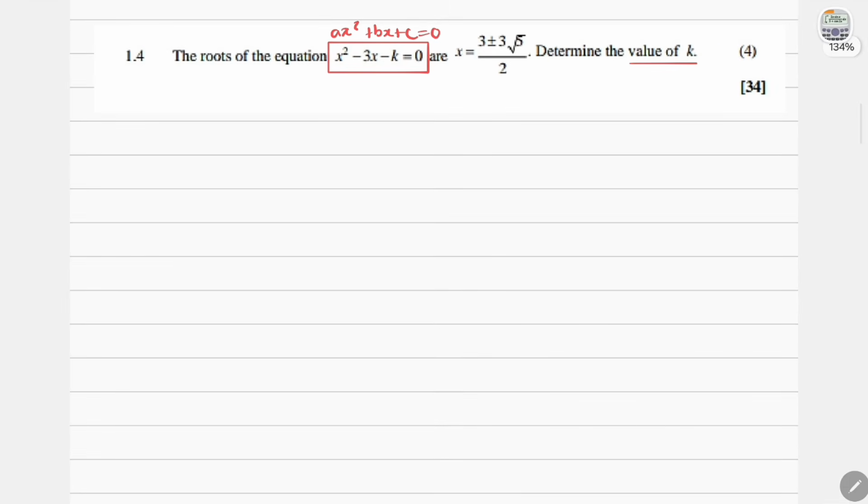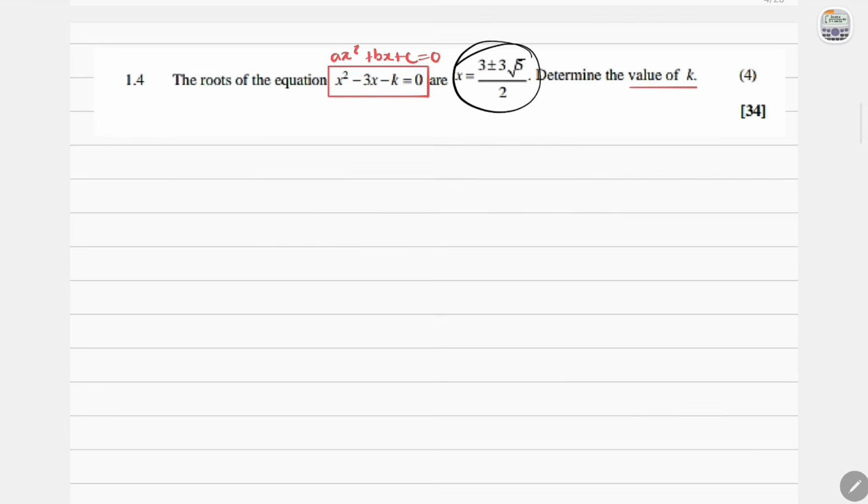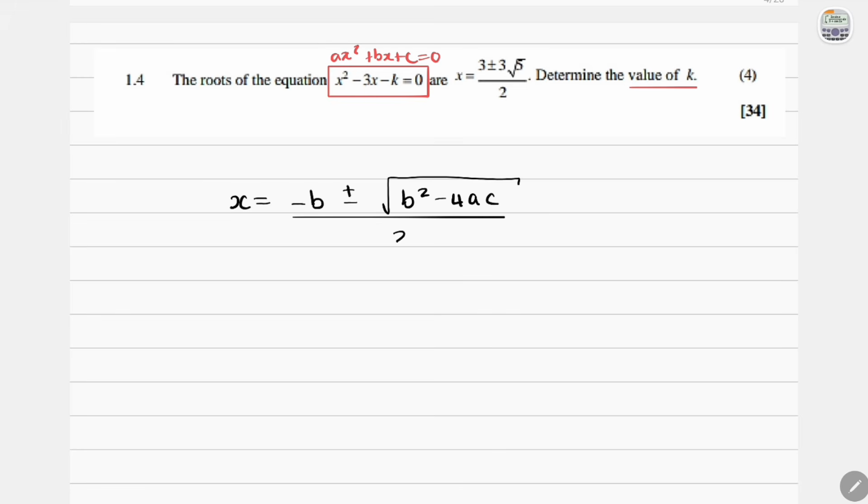So they've given us the roots and then just an incomplete equation. So there's no problem with seeing the value of a, b, it's just c that we need to find. And we need to use these roots to find it. Well, remember where the roots come from. They come from the quadratic formula, where we say negative b plus minus the square root of b squared minus 4ac all over 2a.